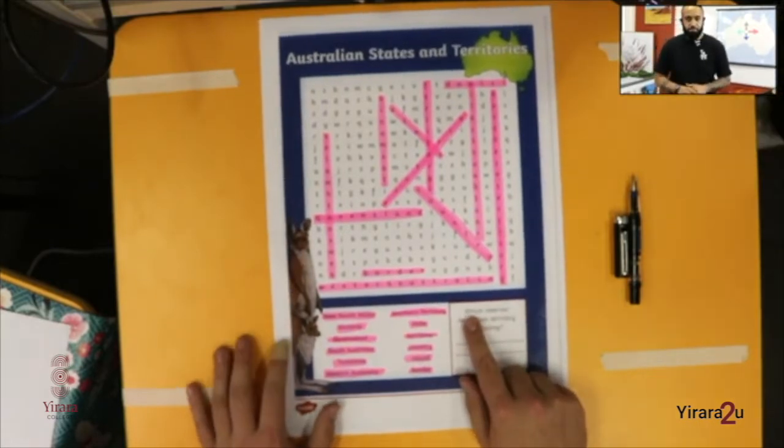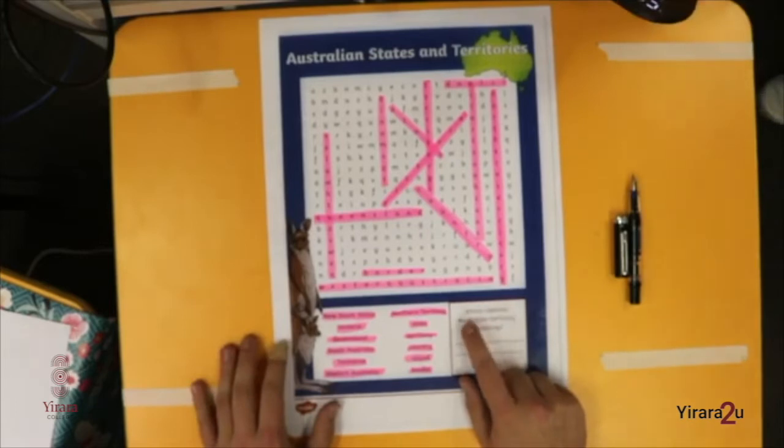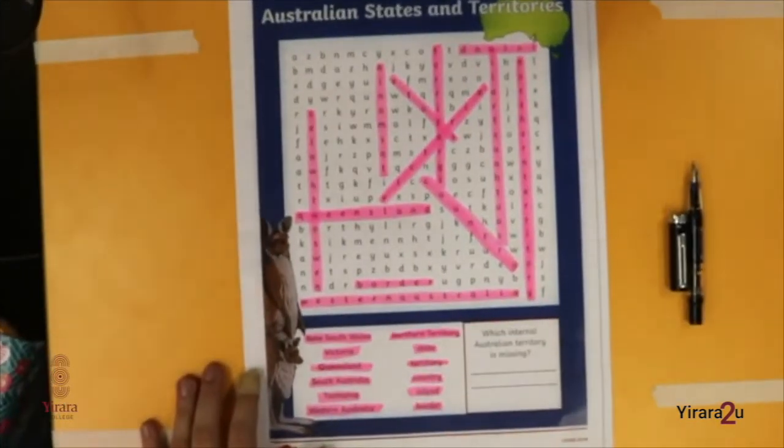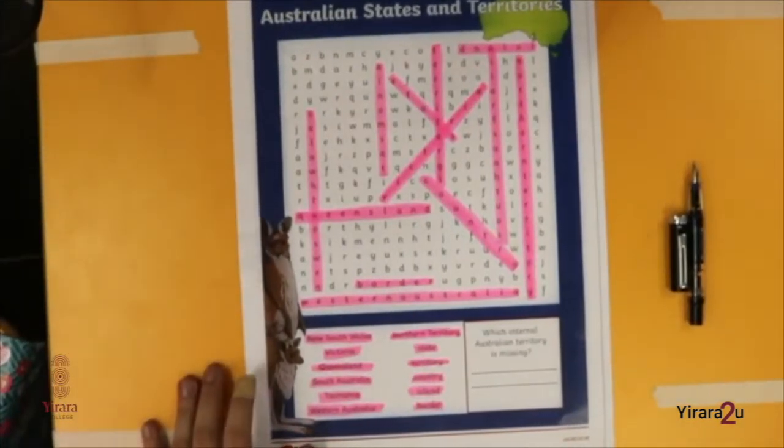The question is, which internal Australian territory is missing? Cool. So we've got most of the states and the territories there. Have you figured out which internal Australian territory is missing? Yes, I think that the missing territory is the Australian Capital Territory, ACT. Awesome. So another place that we will look at furthermore in this lesson.